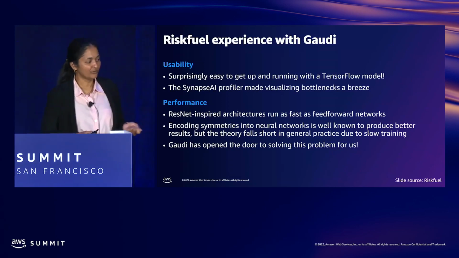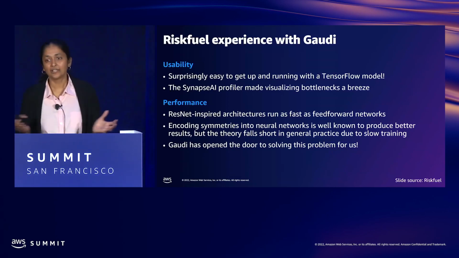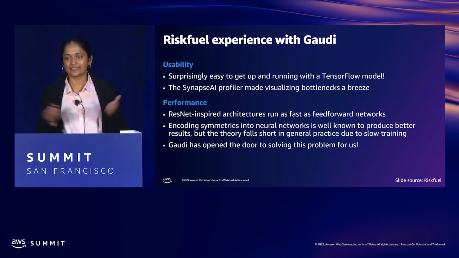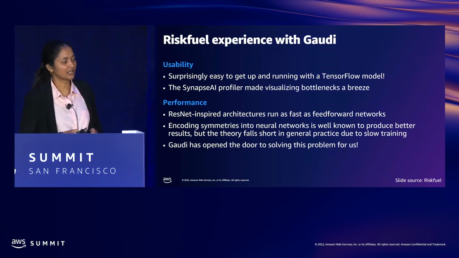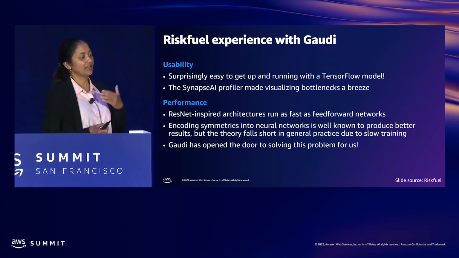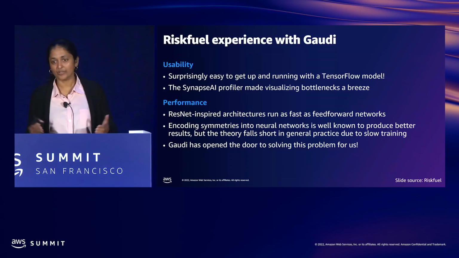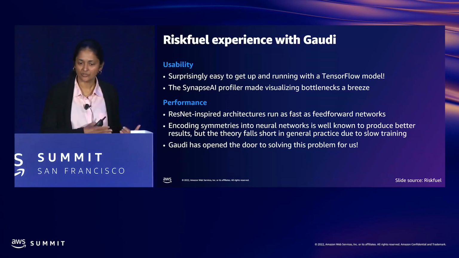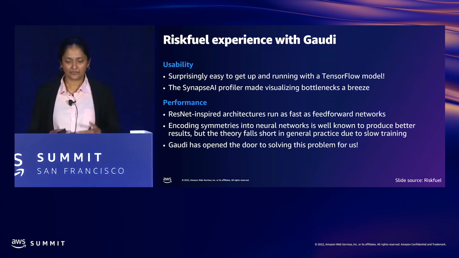In terms of performance, they were using ResNet-inspired architectures, and they were surprised to see that these ran as fast as feed-forward networks on Gaudi. They were basically trying to use them for areas where they believe there were slower training opportunities, and see if they could explore with Gaudi. That's some of the next steps they're going to pursue, because Gaudi opens the door for them to solve problems that they didn't have a chance to solve before. So they're eager to continue these experiments and build it out from here.